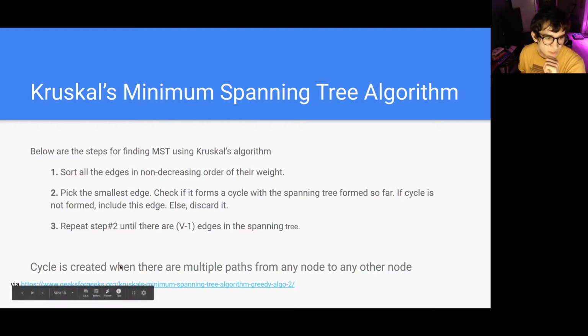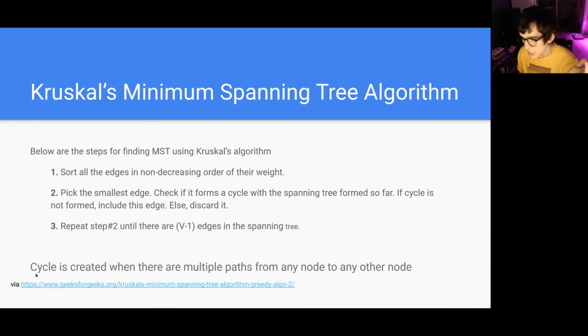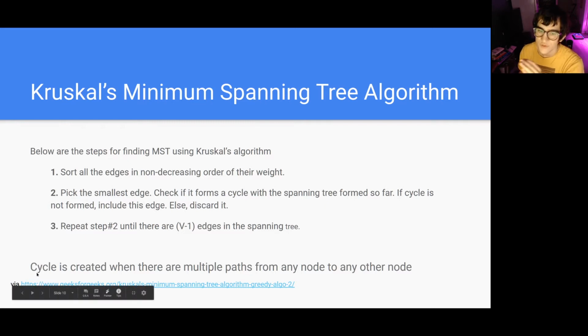And then I added this little part here, just to describe what a cycle is, and that's when there's more than one path from any one node to another node. So in any true minimum spanning tree, there should only be one way to traverse from any node to any other node. There shouldn't be options. There shouldn't be multiple paths.